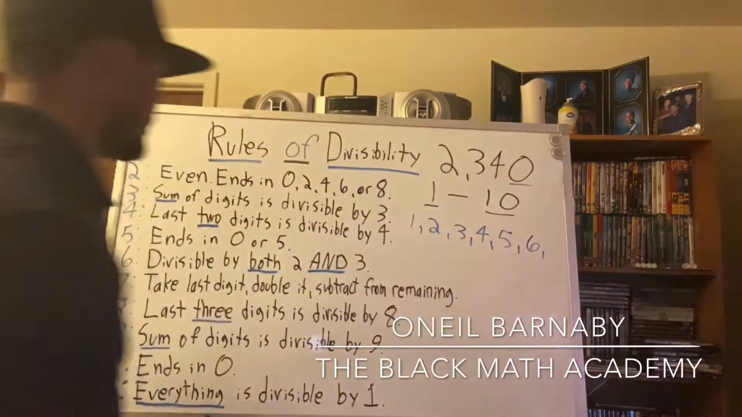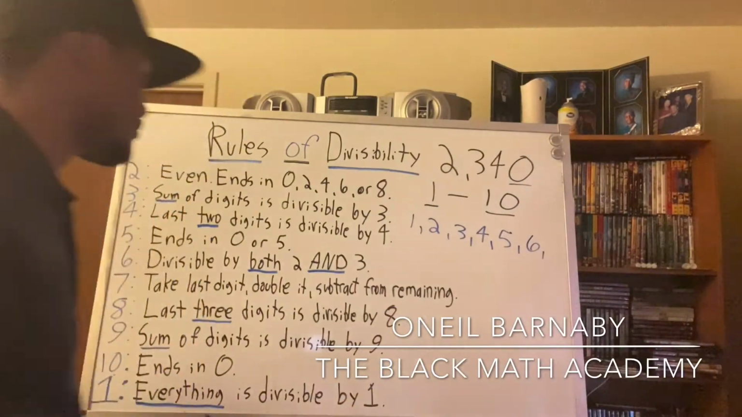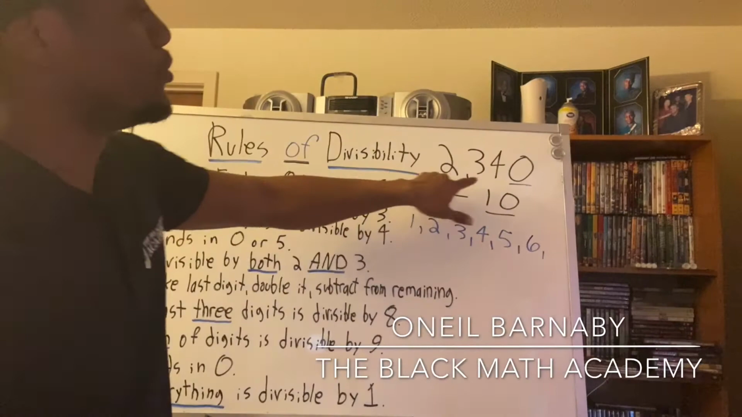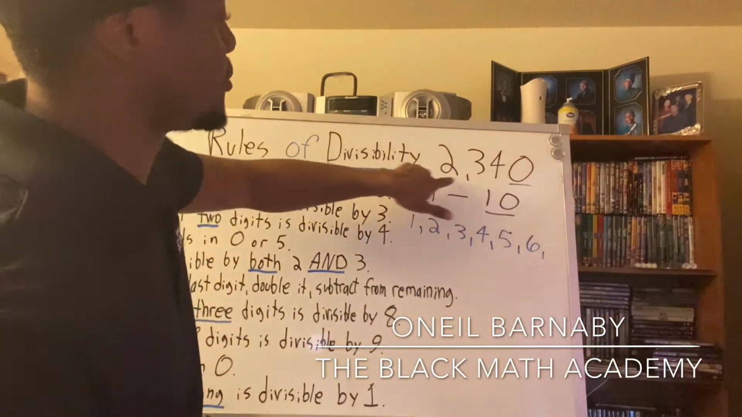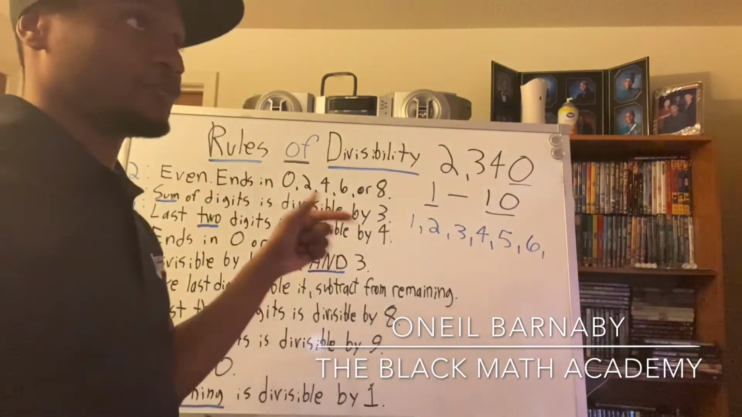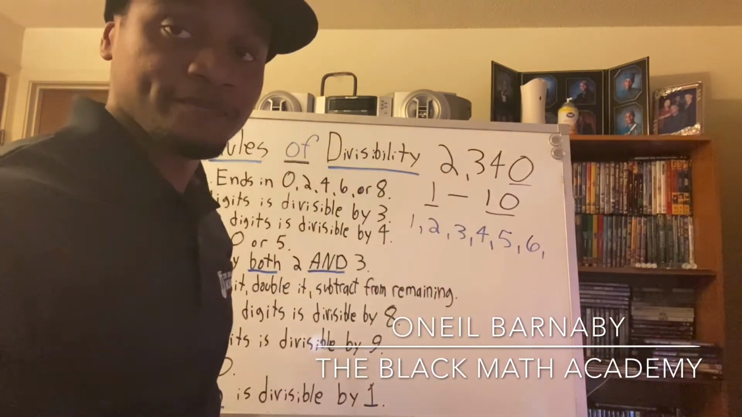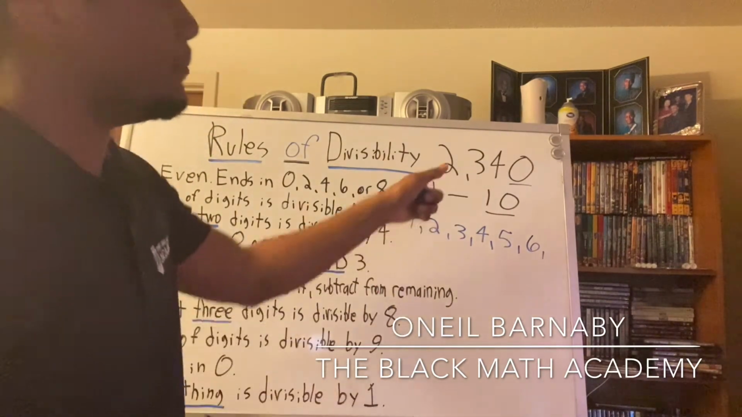The 0. We're going to double it, so 0 times 2, which is still 0, and then we're going to subtract it from the remaining. The remaining is the 2, 3, 4, because the 0 is what we took, and the remaining part is this 234. So 234 minus 0 is still 234. Now, it's a little difficult to tell whether or not it's divisible by 7 because of how big it is.